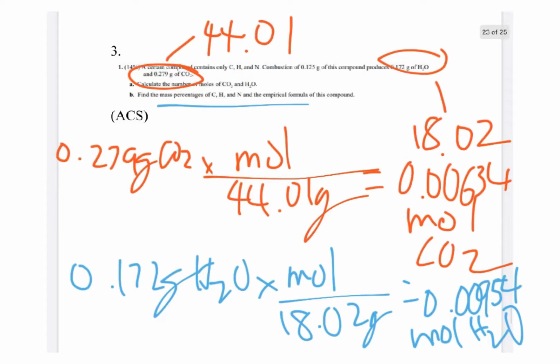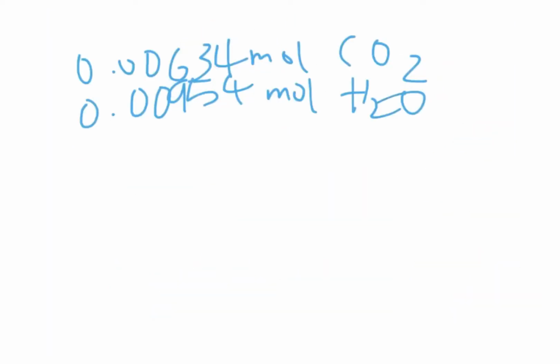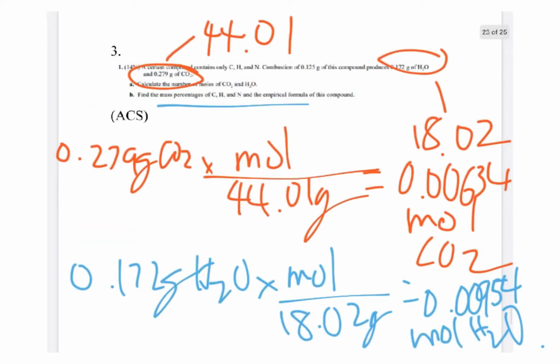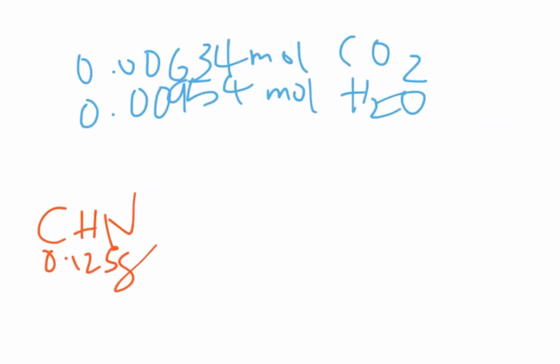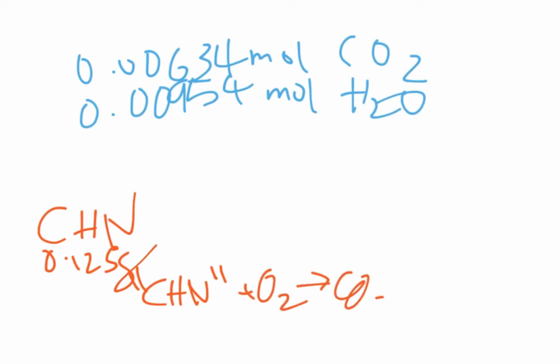So they want the mass percentages for this compound containing C, H, and N. Now, how do we go about this? Well, we know that we have 0.125 grams of the compound containing C, H, and N. But we have nothing about N, but we can possibly find out how much C and H are in here. So how about this? Let's write a reaction, even though we don't have the full formulas for them yet. Let's just say the CHN compound reacts with oxygen gas to produce CO2 plus H2O.